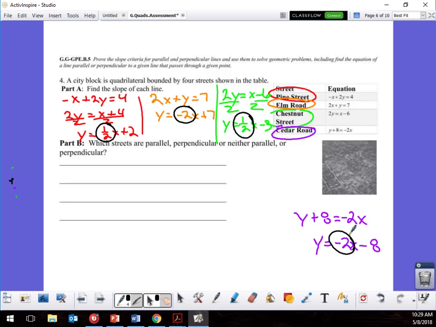Which streets are parallel, perpendicular, or neither parallel nor perpendicular? So let's start with parallel. Which ones are parallel? The red one and the green one. So which one is red? Pine Street, and the green one is Chestnut Street. Pine is parallel to Chestnut. Very good. Okay. What else is parallel?